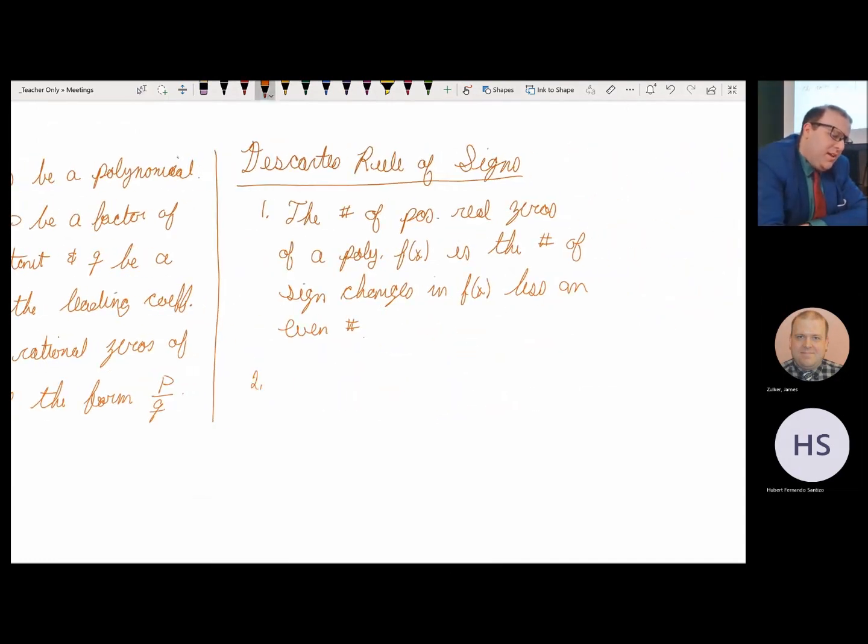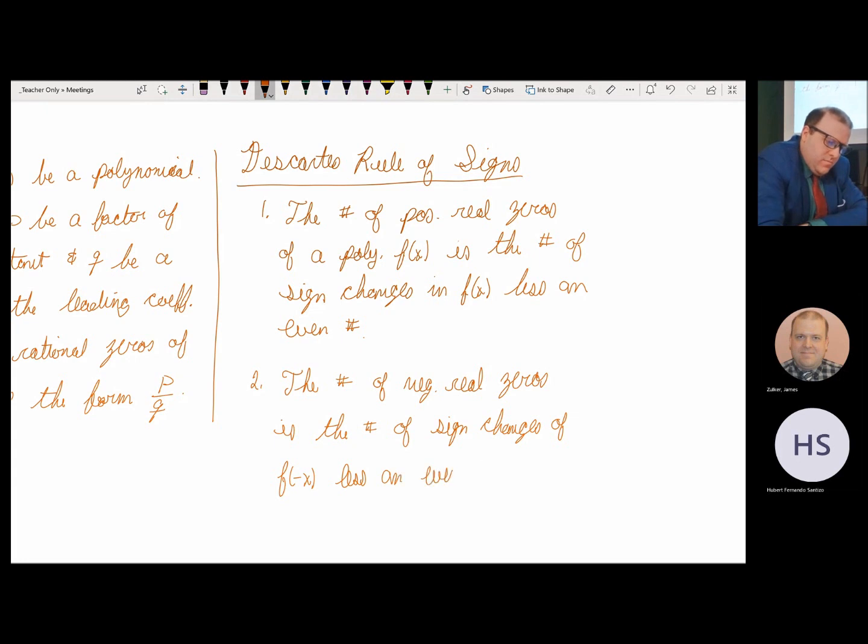Second part of Descartes' rule of signs. The number of negative real zeros is the number of sign changes that occur in f of negative x, less an even number.